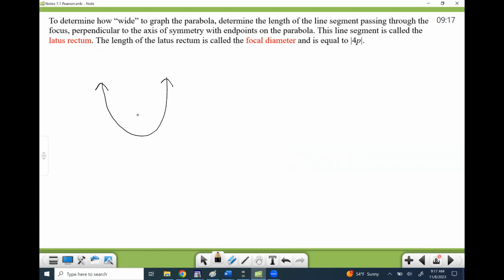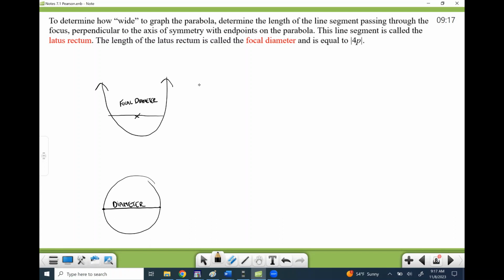We know that the focus is always going to lie inside. Well, the line that goes through the focus and touches the parabola is going to be called our focal diameter. It's kind of like the diameter of a circle. It also goes all the way through, right? So this is really a great name, focal diameter, because it goes all the way through like a diameter does, and it goes through the focus. So that's why we call it a focal diameter.